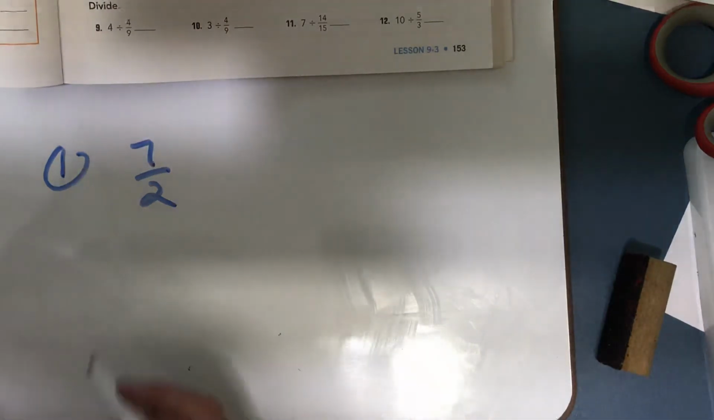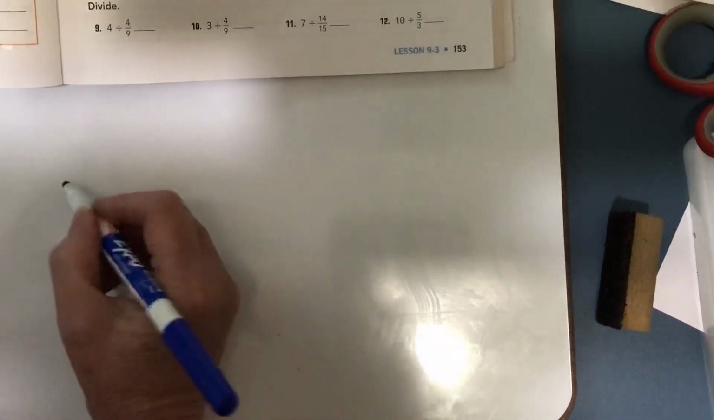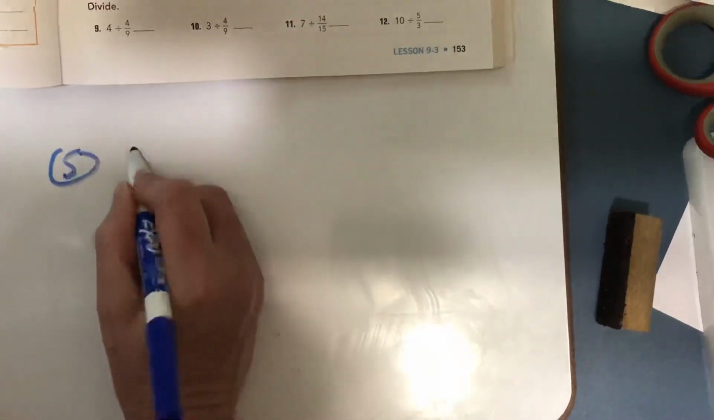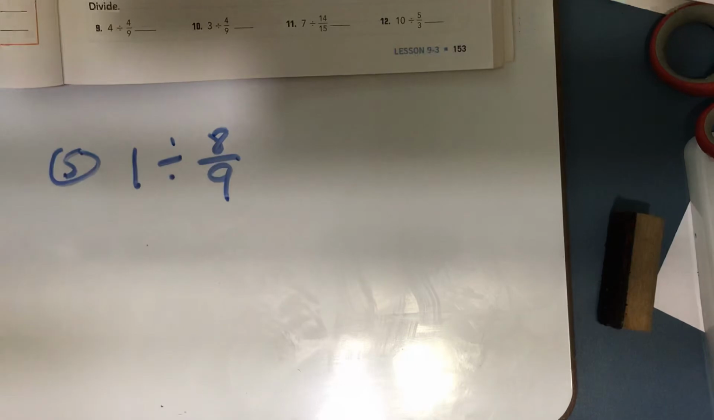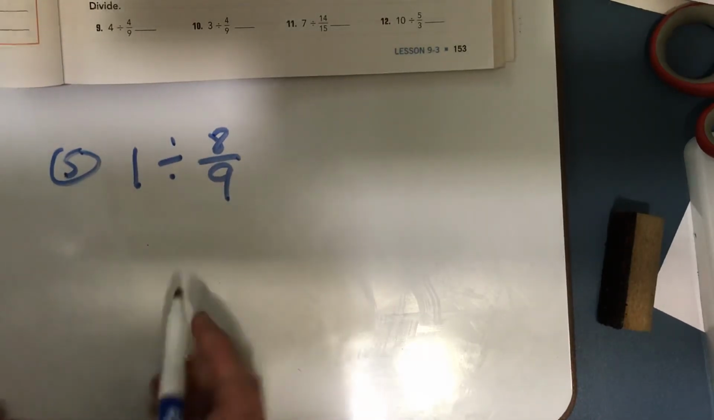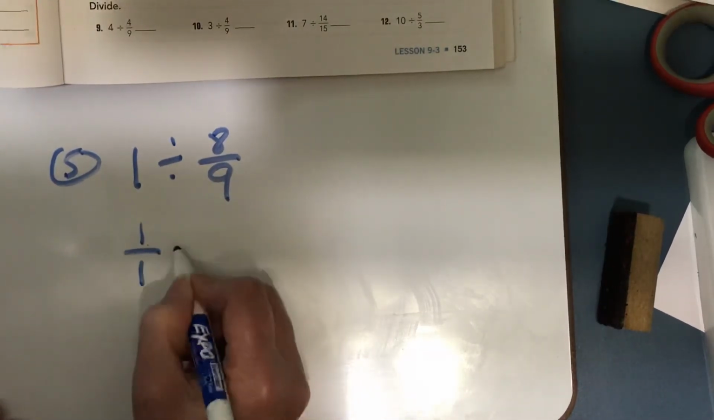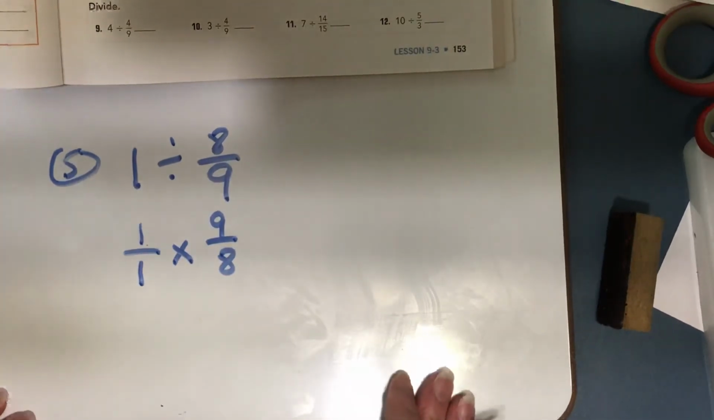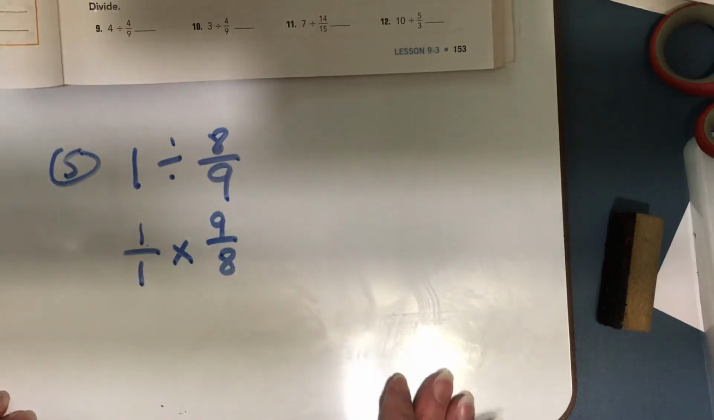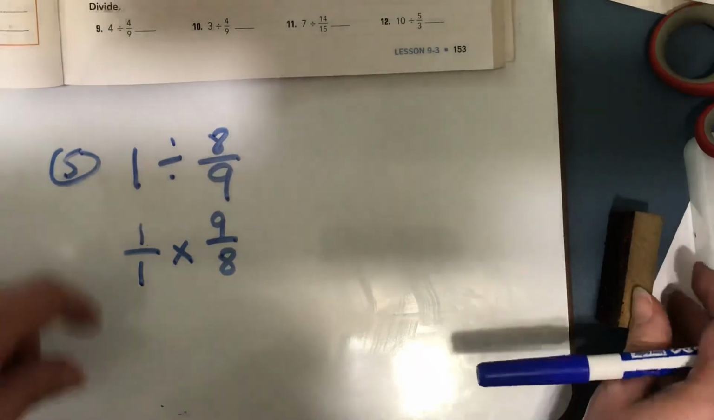The second part says rewrite the division problem as a multiplication by the reciprocal. You don't have to solve here either. You just have to rewrite the problem as multiplication by the reciprocal. So number 5 says 1 divided by 8/9. On the line, you're going to change the 1 to a fraction. 1 over 1 times 9/8. That's all you have to write in the line. You don't have to solve anything. Just rewrite the problem as multiplication by the reciprocal of the divisor. And then on 9 through 12, that's where you actually have to solve them.